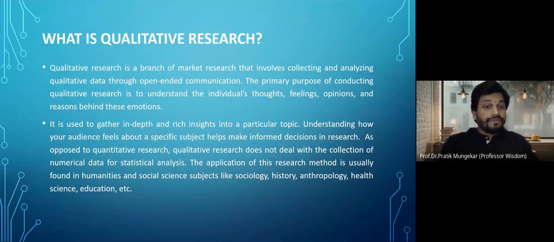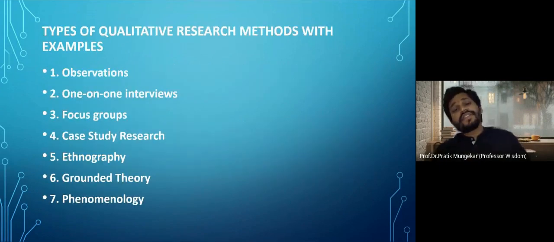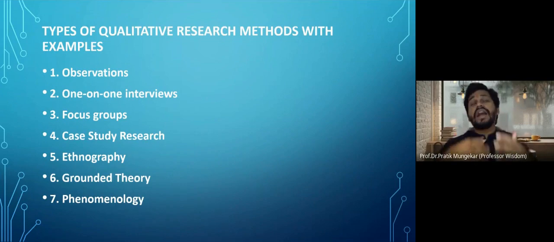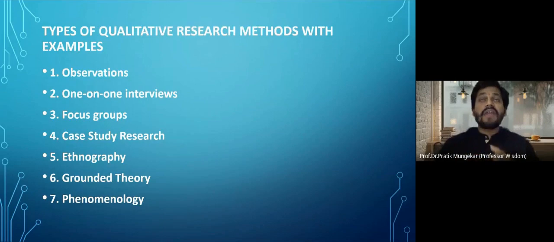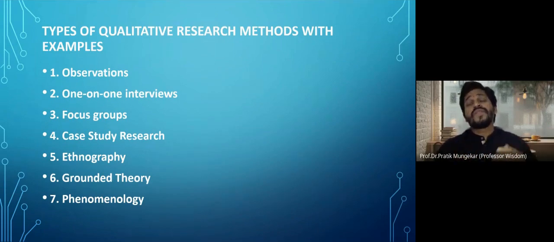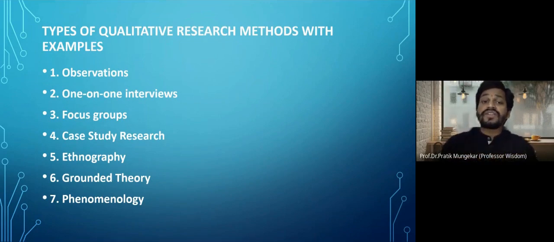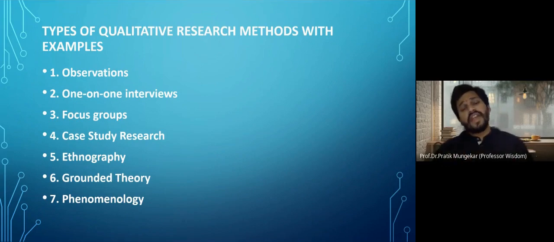Now, next slide please, types of qualitative research methods with examples. Qualitative research methods are designed to understand the behavior and perception of the target audience about a particular subject. Qualitative research methods include observations, as previous speakers have thoroughly explained, one-on-one interviews, case study research, focus groups, ethnographic research, phenomenology, and grounded theory. So let's discuss them one by one.